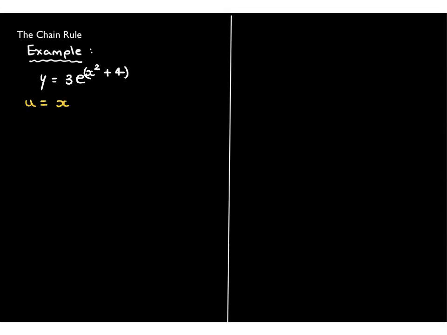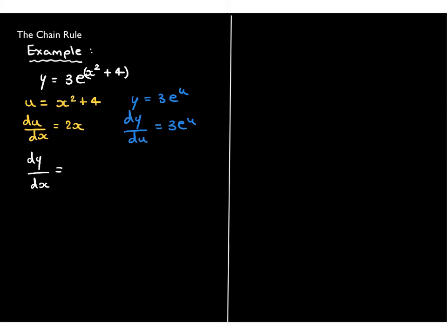U equals x squared plus 4, our inner function. Y equals 3e to the power of u. And let's differentiate both parts of this. So du by dx is 2x. dy by du is 3e to the u, and then dy by dx is equal to dy by du multiplied by du by dx according to the chain rule. So that's 3e to the u multiplied by 2x this time.